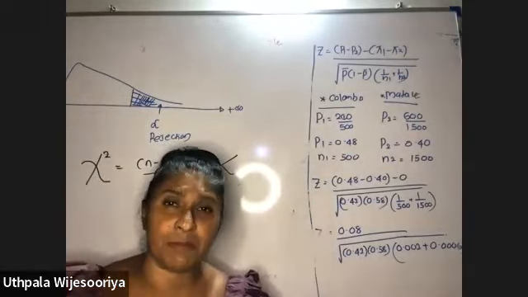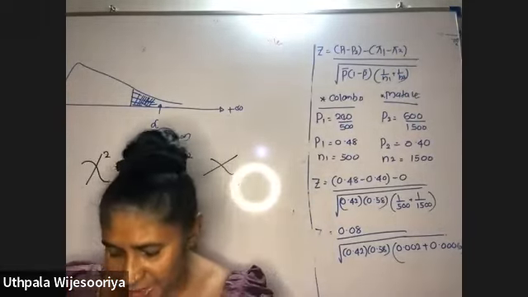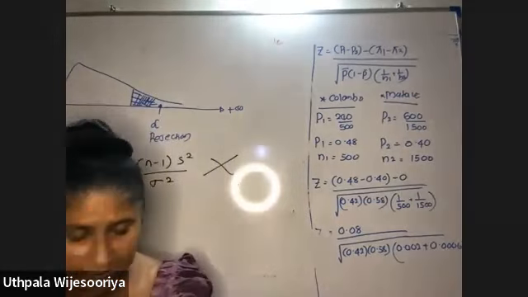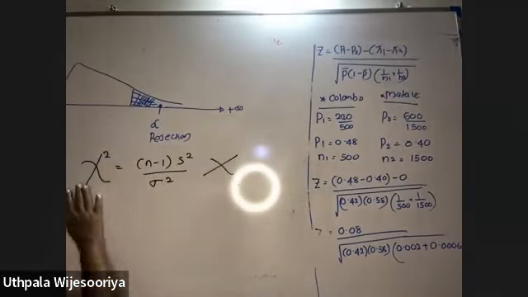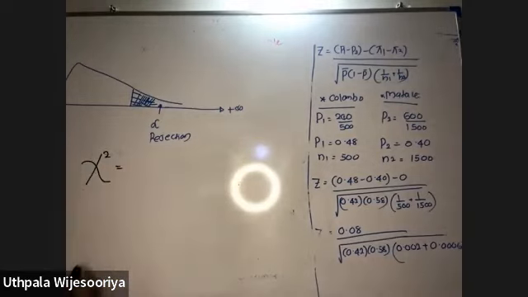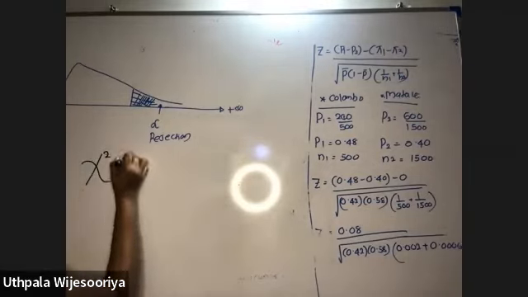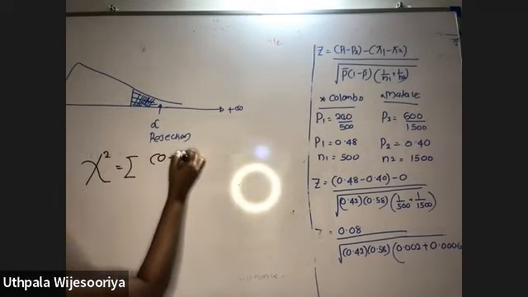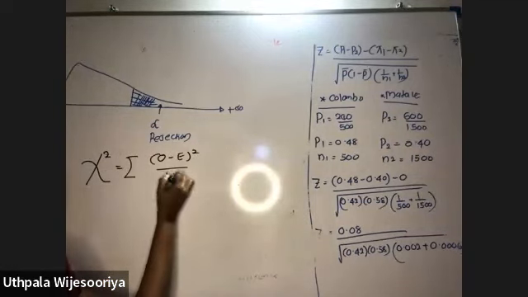This is the independence test, this is the chi-square we have. For both the second and third tests, our chi-square value is equal to the sum of (O minus E) square over E.